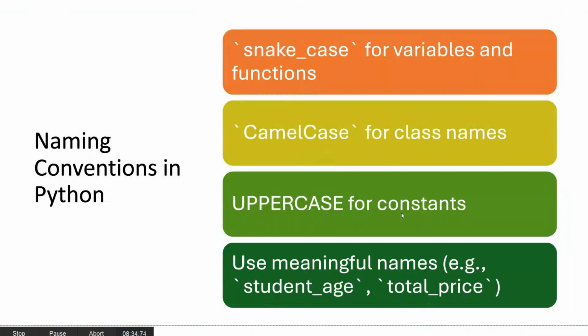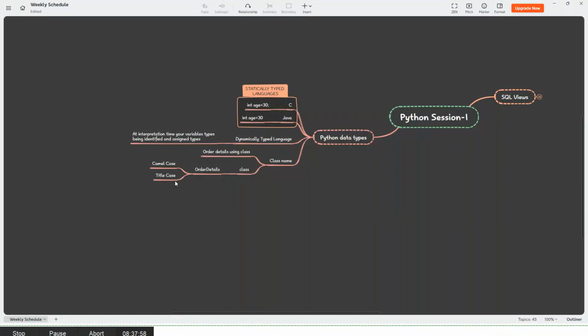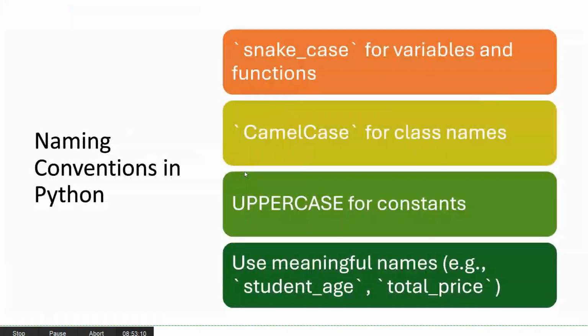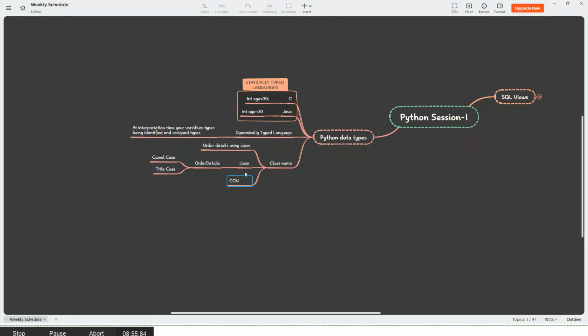Uppercase for constants. What are constants here? A constant is a fixed value whose name will not change. In traditional programming languages, if you are from C or C++, they are represented with the macros concept. In Java, constants are declared using the final keyword. Similarly, here you can declare constants in capital letters.